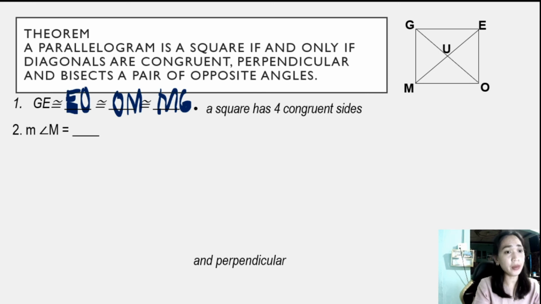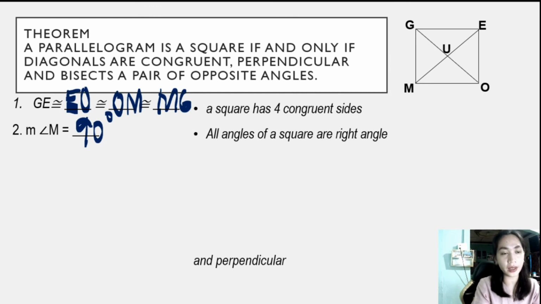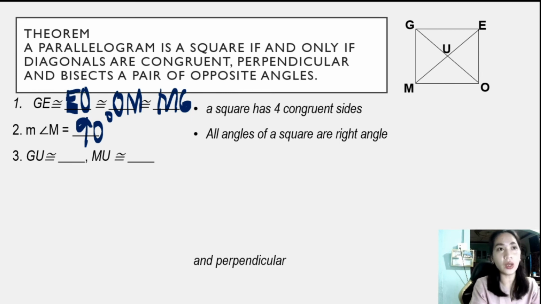Next, you have the measure of angle M. Measure of angle M is 90 degrees. The reason: all angles of a square are right angles. Lahat ng measure niya is 90 degrees. Same with angle O, angle E, and angle G. Next, you have GU congruent to UO, and MU congruent to UE.